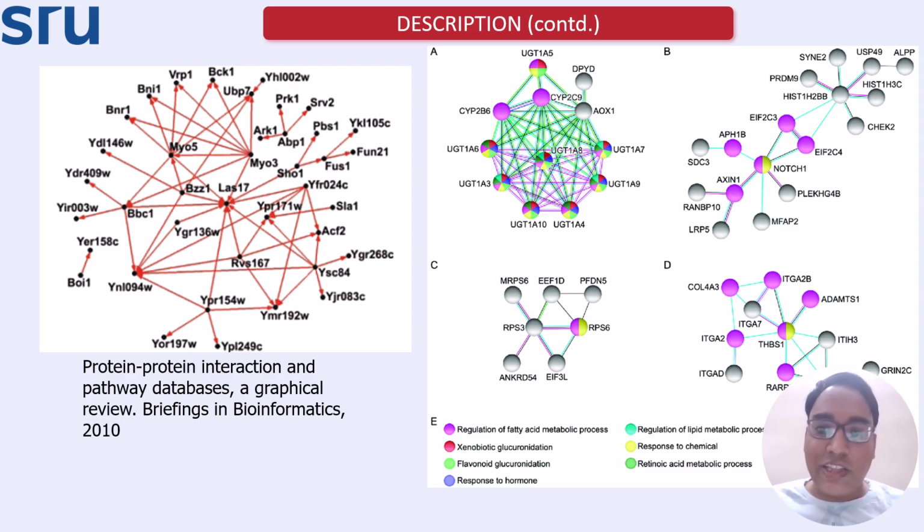To take it further, this is a part which I have taken from a Briefings in Bioinformatics 2010 paper. You can refer to this article. This image shows the interaction network between several different proteins. Now, when you analyze it further, so many different pathways are involved. This is the advantage of clustering. As I have shown, Cytoscape is used in other things. Cytoscape clustering helps us to associate the proteins with respect to functional clusters.